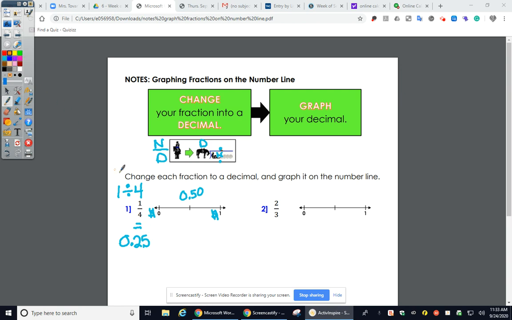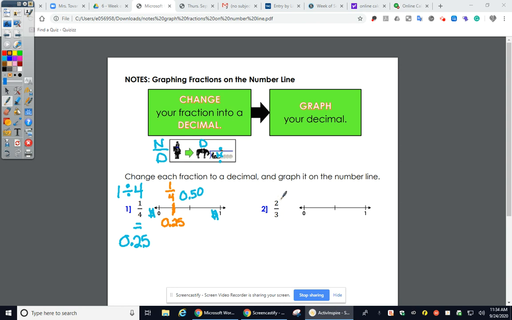So, let's think here. We know 25 cents is less than 50 cents and it's more than $0. So we know it's going to be about halfway between. So we can go ahead and put our 25 cents here, which would be 1/4. So 1/4 and 25 cents are equivalent, so they would be in the same spot. All right, let's go ahead and do the same thing for 2/3.